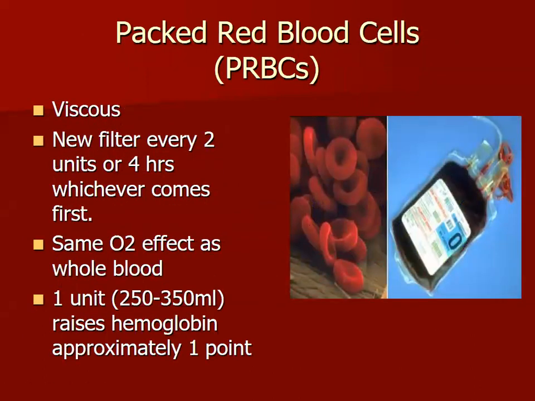All right, packed red blood cells are PRBCs. It's very viscous. We get a new filter every 2 units or 4 hours, whichever comes first. In packed red blood cells, 75% of the plasma is removed. It has the same oxygen carrying capacity as whole blood. So why do we use packed red blood cells? Well, there's less chance of overload, and we can use the plasma for someone else. It's less wasteful. We give it for severe symptomatic anemia and acute blood loss most commonly. One unit is usually about 250 to 350 milliliters and raises the hemoglobin by approximately 1 point.